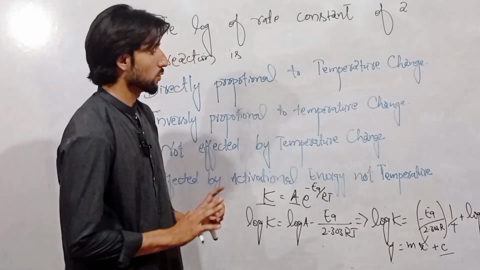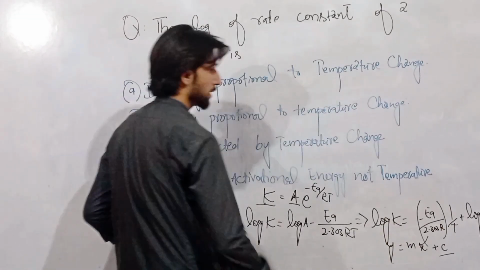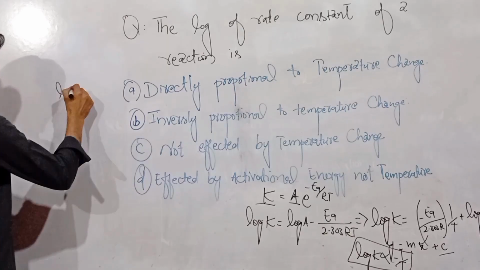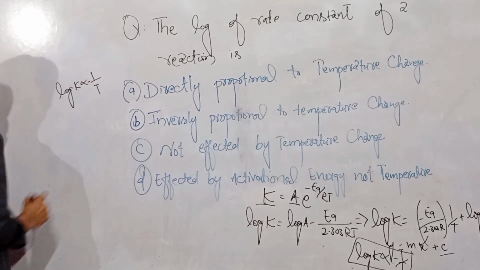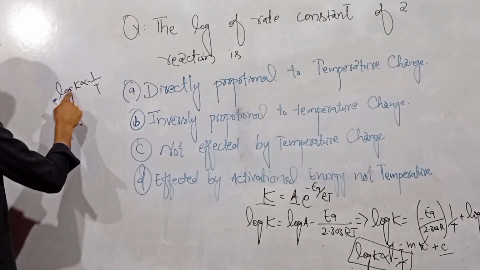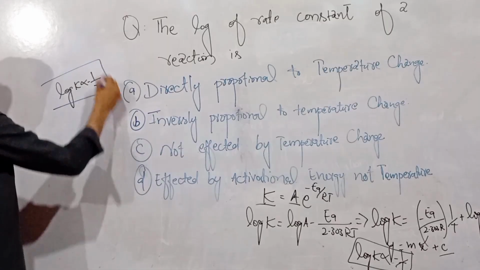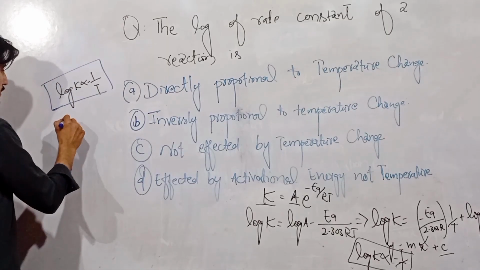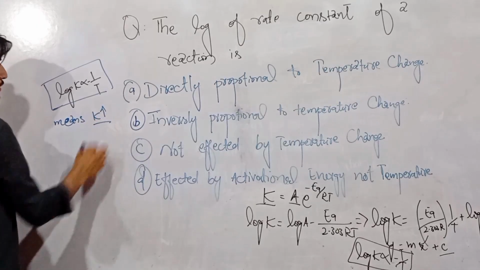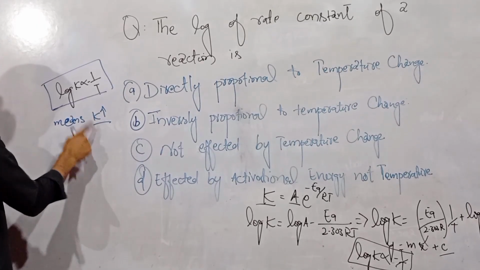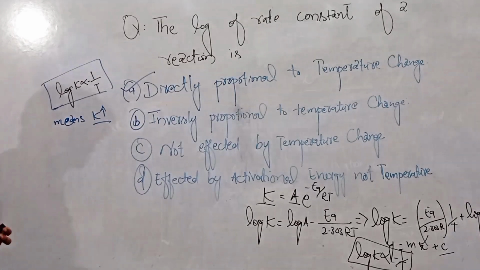But here we have to look for the relationship between log of K and 1 over T. From there I got log of K is inversely proportional to minus 1 over T. A negative inverse relation becomes a positive direct relation. So log of K is directly proportional to temperature, meaning the value of K increases with temperature. As K increases, the rate of reaction also increases. So there is a direct relation between both of them.